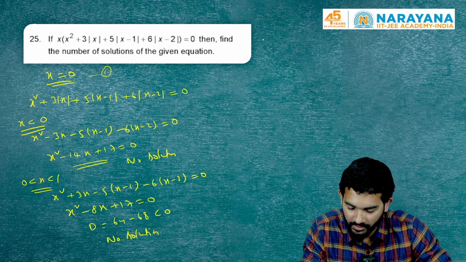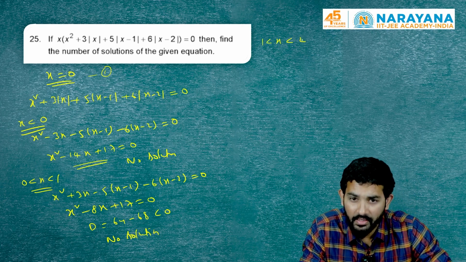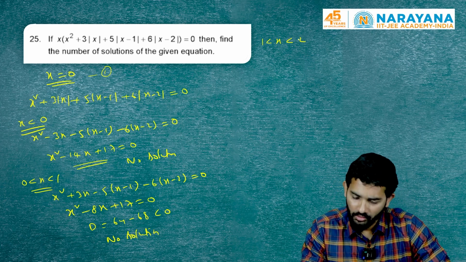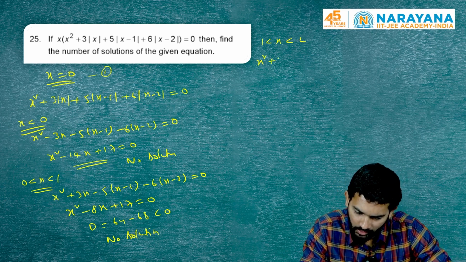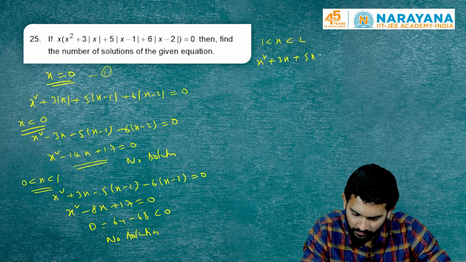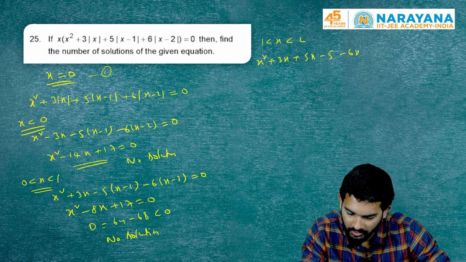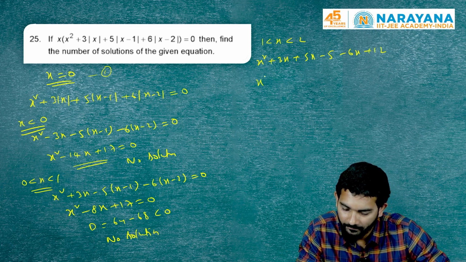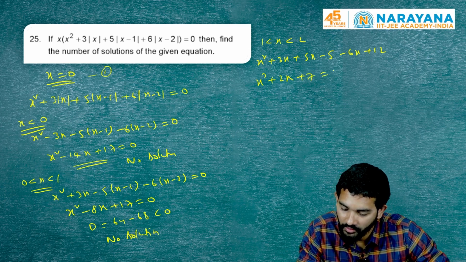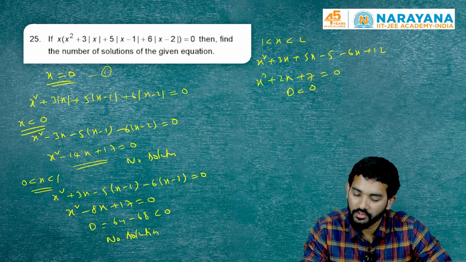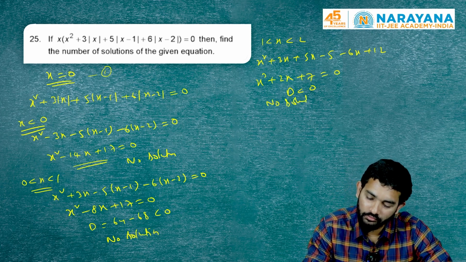Then if I am taking the next case, that is 1 less than x less than 2. So what I'll get here, x square plus 3x plus 5x minus 5 minus 6x plus 12. So this will be x square plus 8x minus 6x will be 2x, and this will be minus 5 plus 12, which will be 7. So here also discriminant is less than 0, which means no solution.